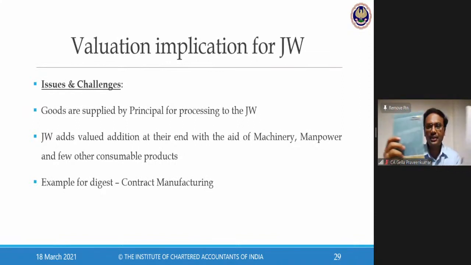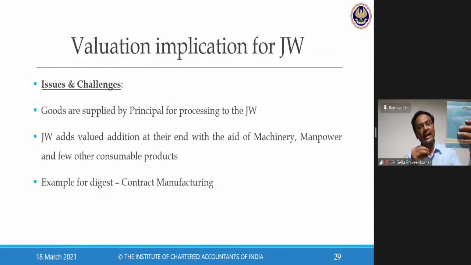Now, what is the valuation of these two? The valuation includes glue, cardboard, and a cover sheet. All this put together is 15 rupees. Now, in this 15 rupees, the glue belongs to me. The value of glue is 3 rupees. The question comes here: as a job worker, should I raise a bill for 3 rupees or should I raise a bill on 15 rupees?